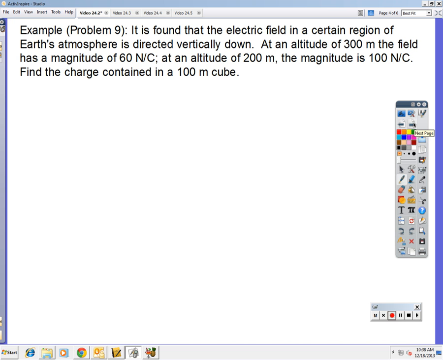Okay, and now let's look at an example. Let's say we've found that the electric field in part of the Earth's atmosphere is directed vertically downward. At an altitude of 300 meters, the field has a magnitude of 60 newtons per coulomb. At 200 meters, so 100 meters lower, the magnitude is 100 newtons per coulomb. Find the charge contained in a 100 meter cube.